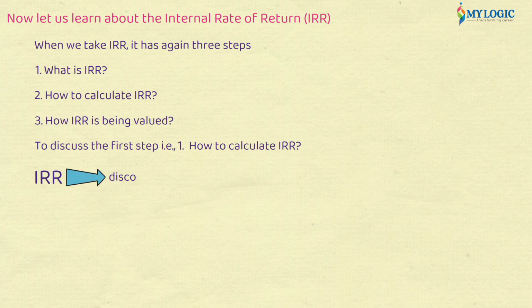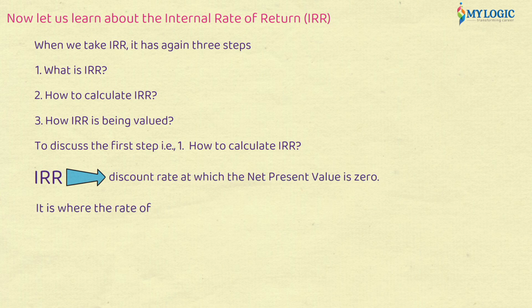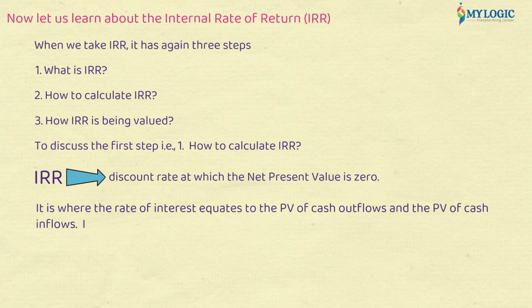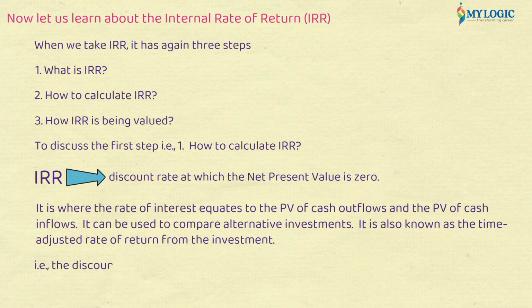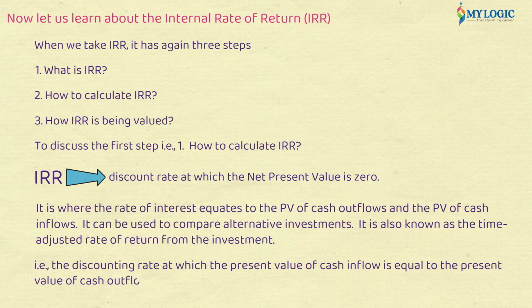IRR is the discount rate at which the net present value is 0. It is where the rate of interest equates the PV of cash outflows and the PV of cash inflows. It can be used to compare alternative investments. It is also known as the time-adjusted rate of return from the investment. That is, the discounting rate at which the present value of cash inflow is equal to the present value of cash outflow. That is, NPV is 0. We can call that discounting factor IRR.